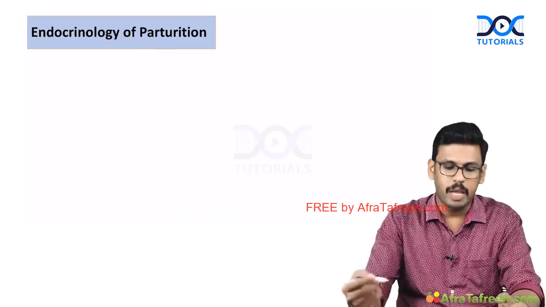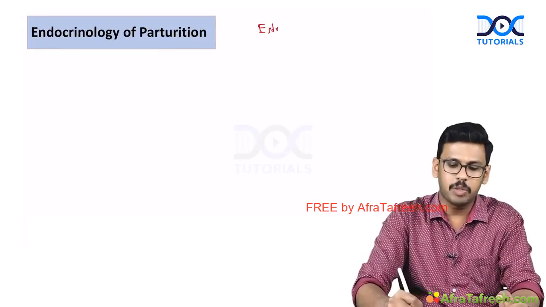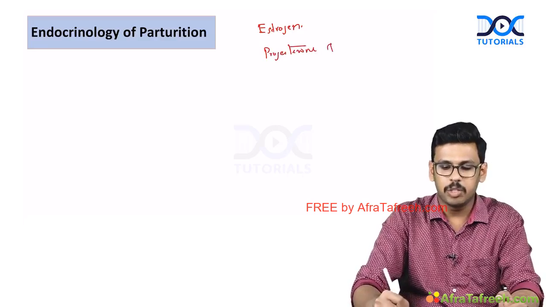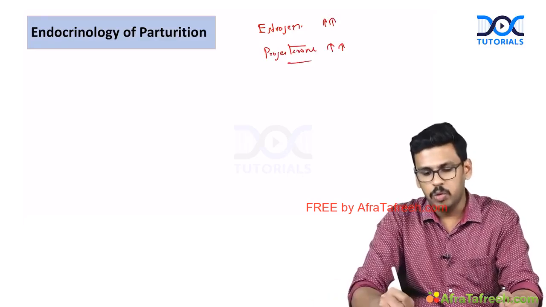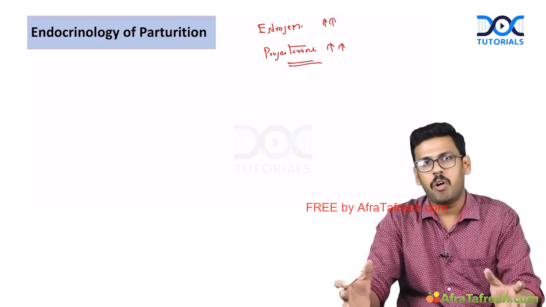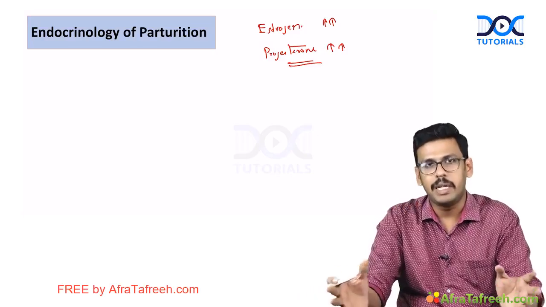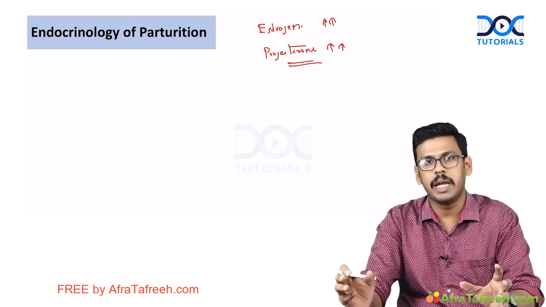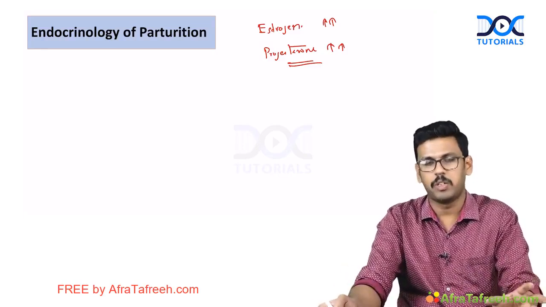Now, a few words on the endocrinology of parturition. You know that the estrogen and progesterone levels are increased throughout pregnancy, and progesterone has a strong tocolytic action. That means it prevents the uterine contraction, thereby resulting in the prevention of premature labor. That is an important function of progesterone.